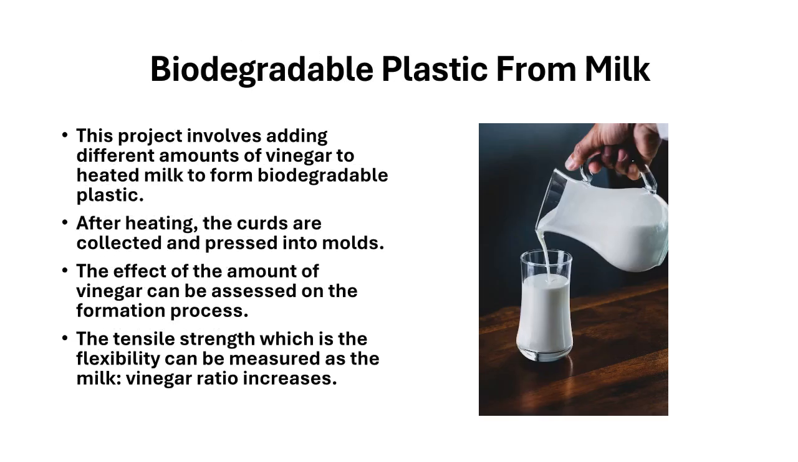This experiment involves the production of casein plastic, which is a biodegradable plastic which has different tensile strengths depending on the milk-vinegar ratio. The tensile strength can be measured at different milk-vinegar ratios. The average tensile strength and standard deviation can be calculated at various ratios of milk-vinegar.